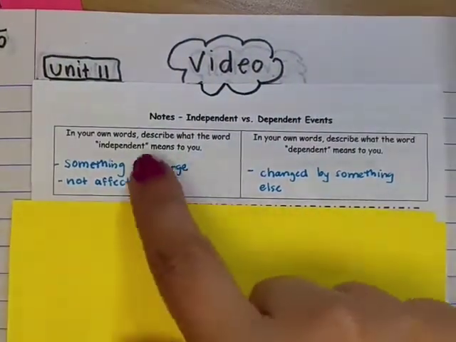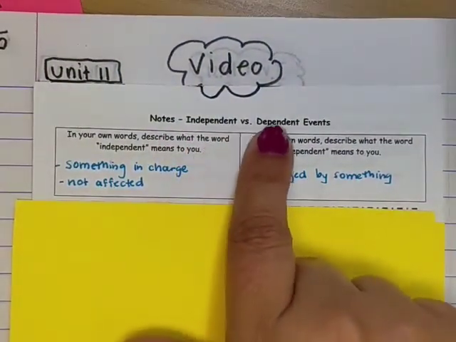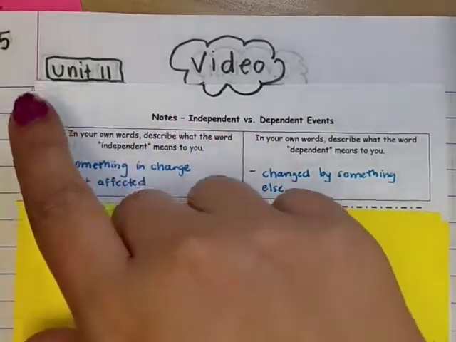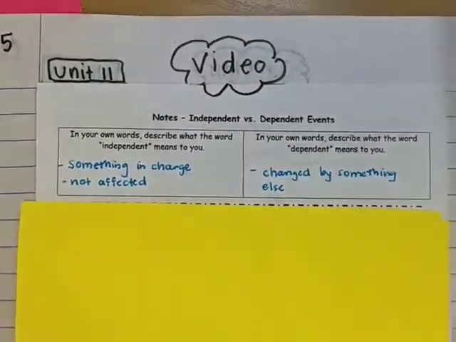Hi, good afternoon. This video is going to be notes on independent versus dependent events for your probability unit. This is page 65 in our notebook. So let's go ahead and get started.